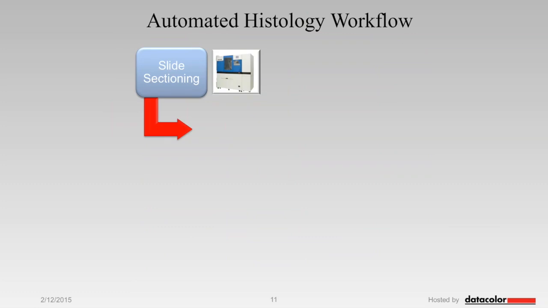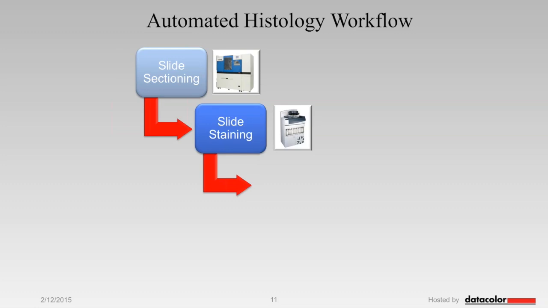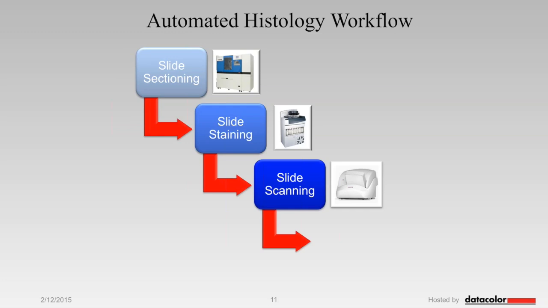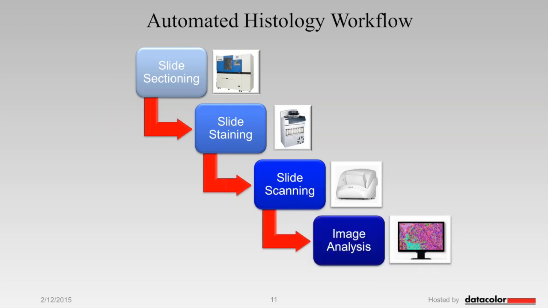workflow. Starting from slide sectioning, we use the Curabo sectioner, slide staining, which is done by Ventana stainers, and slide scanning, where we have a bunch of whole slide scanners. And then finally, the automated image analysis, which is computer-based. Now, if you take that workflow seriously, it's not enough just to let the machines do the work. You have to add quality control at each step.